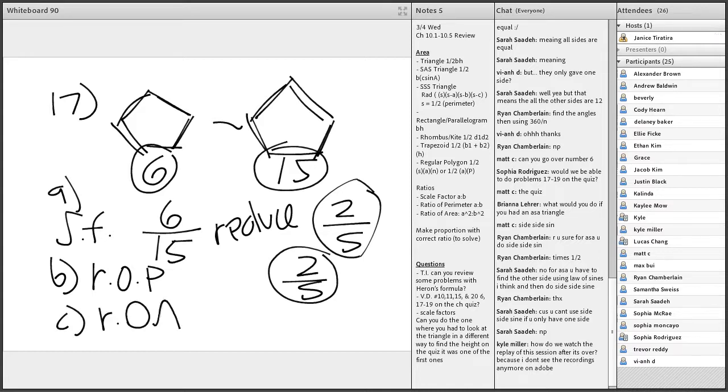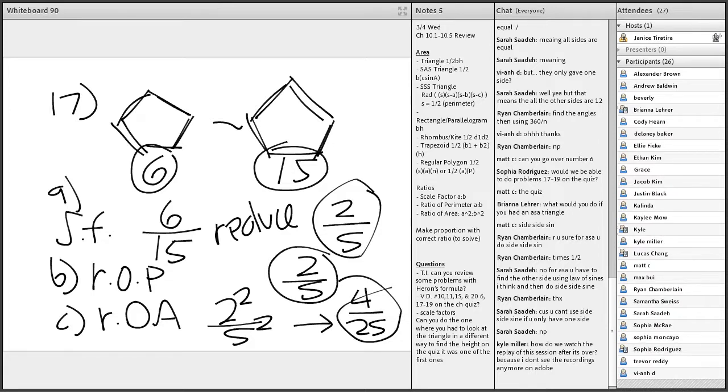Last one, ratio of area. A little bit of math. You have to square the top answer, and you have to square the bottom answer. So that will give you 4/25. Final answer. If you did not reduce, you would have gotten 36/225. But if you reduce that answer, it will end up being 4/25. So it's just helpful to reduce your fractions, okay, before you do any other moves.